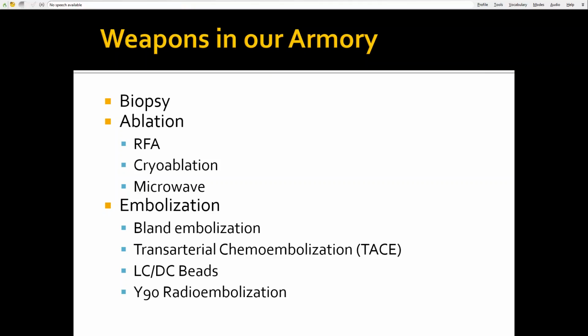The next thing we use are ablation techniques to treat tumors, whether it's RFA, cryoablation, microwave. We'll talk about all these different types of modalities in a little more detail. And then we use embolization. Embolization is another locoregional therapy, is what they're calling it now, and you see a list here of different ways we can treat through bland or conventional chemo or some of the DC beads, and then radioembolization.